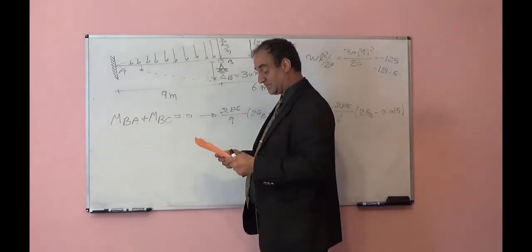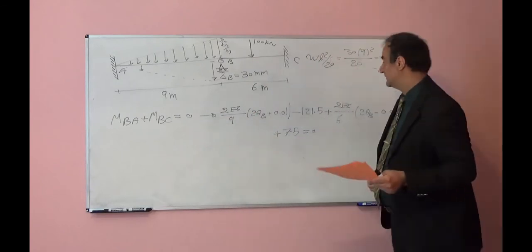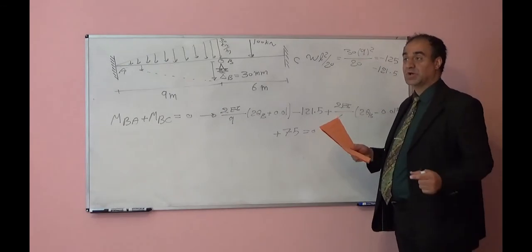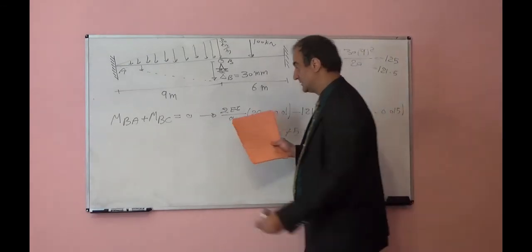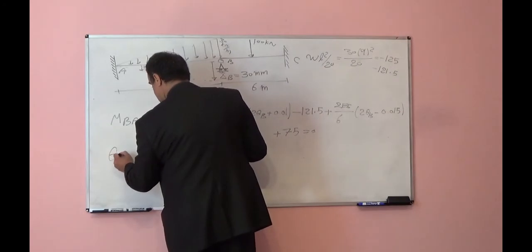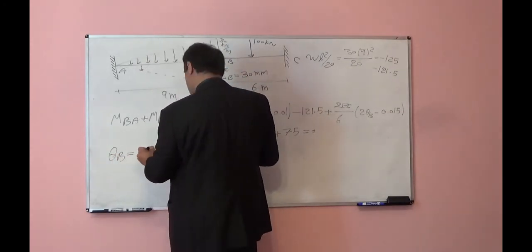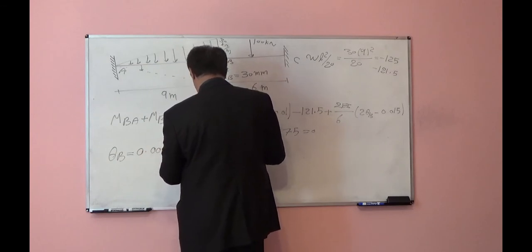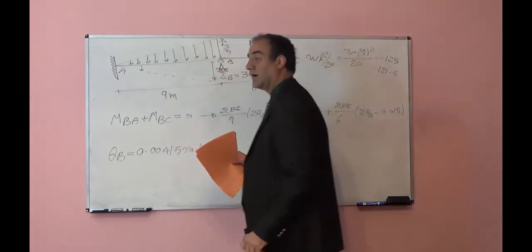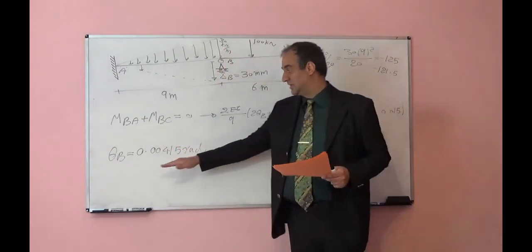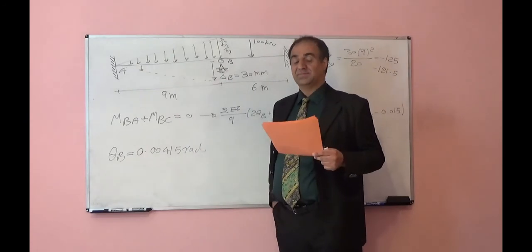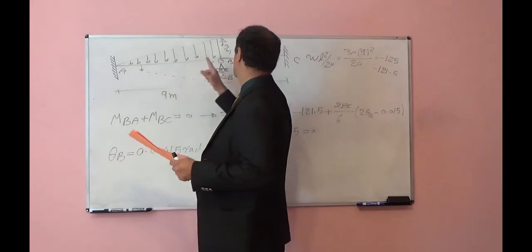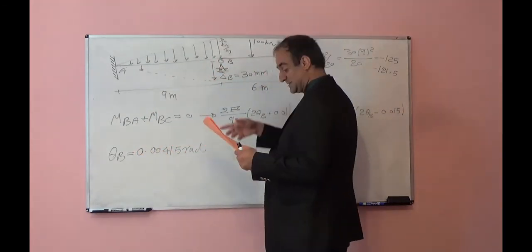From here, we plug in all the numbers; we know what E is, what I is, what L is. Plug in all numbers in the right units, pay attention to the units, don't make any mistake. Theta B you should find is equal to 0.00415 radian. Now, if you plug this theta B in all slope deflection equations, you can find MAB, MBA, MBC, and MCB.